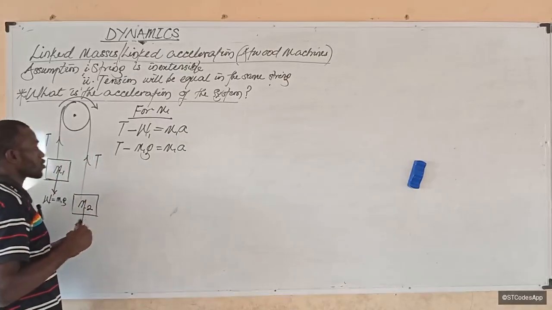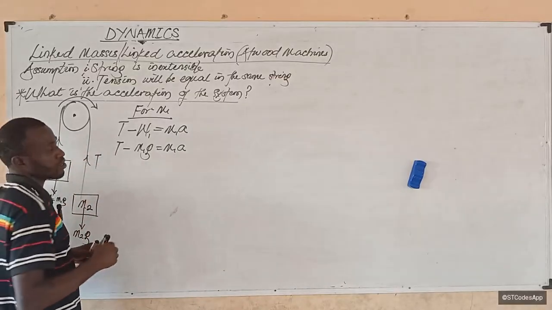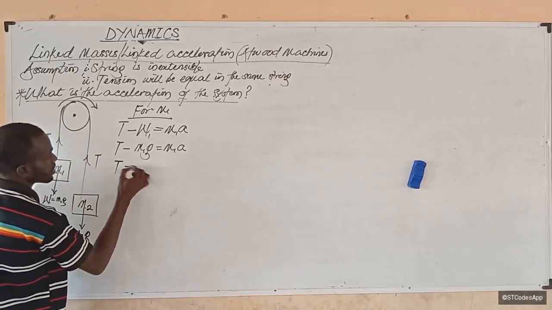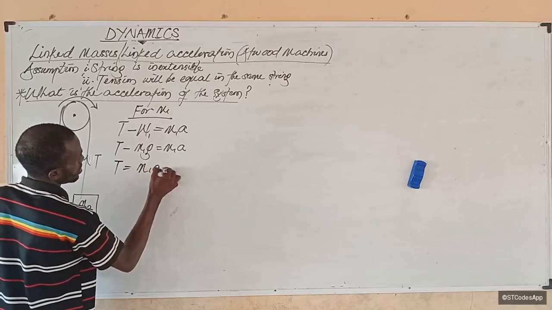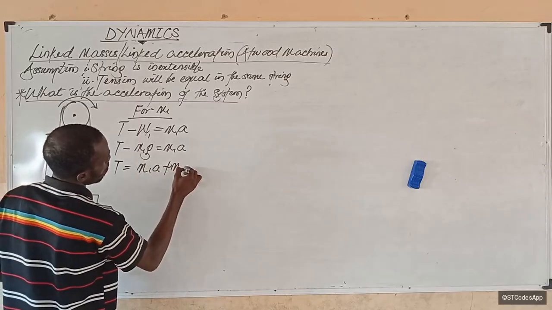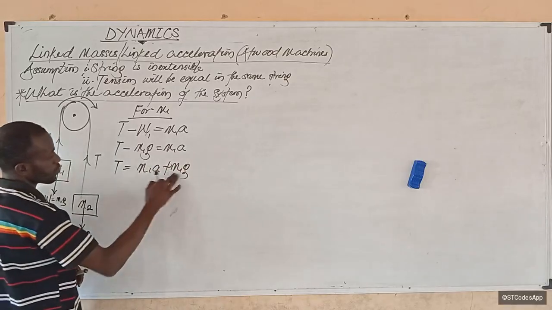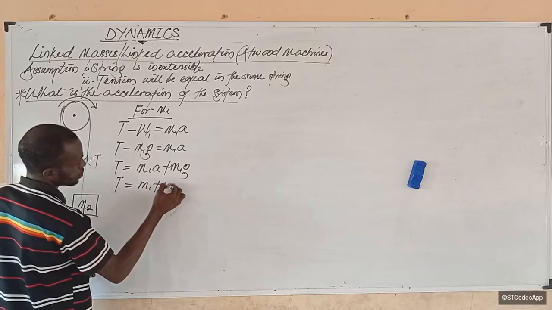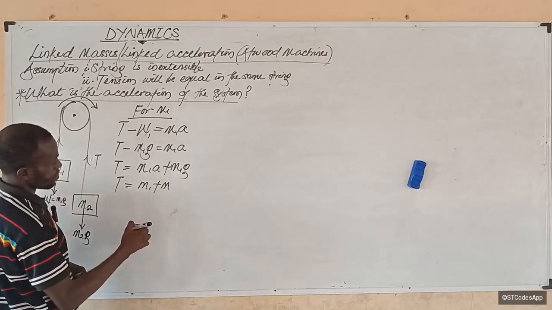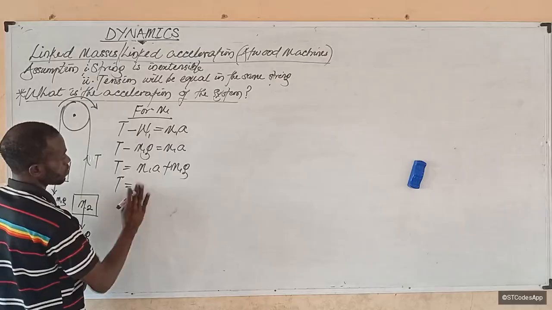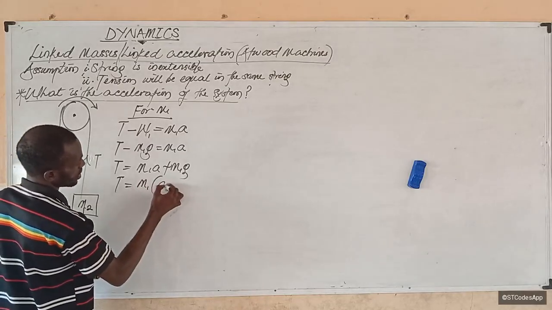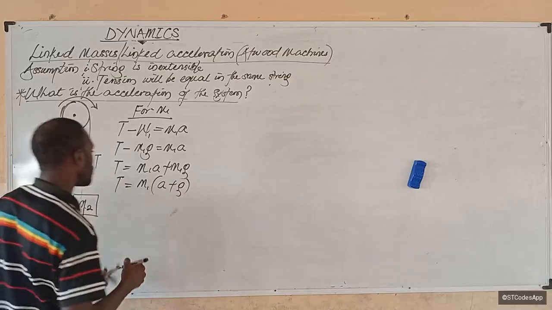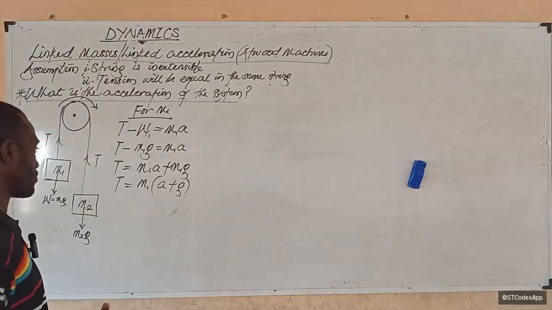The reason is in your question, you will not be given the value of the tension. So if you are not given the value of the tension, then you just say T equals what? M1A plus M1G. M1 is common. So T equals M1 into bracket A plus G. This is the value of the tension here.